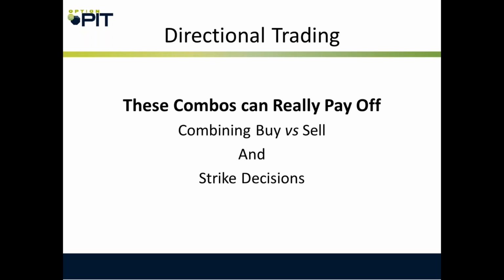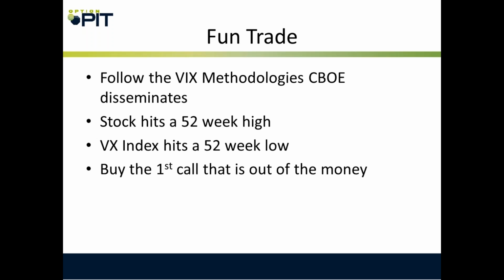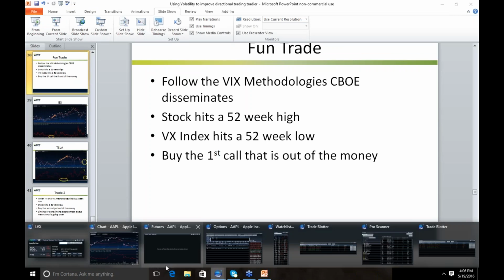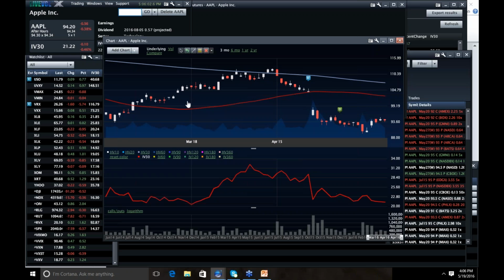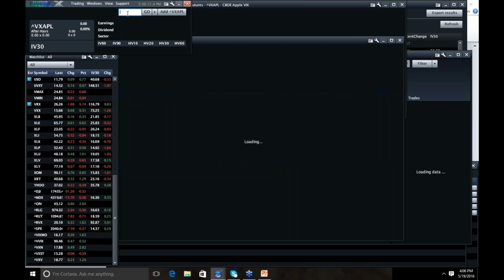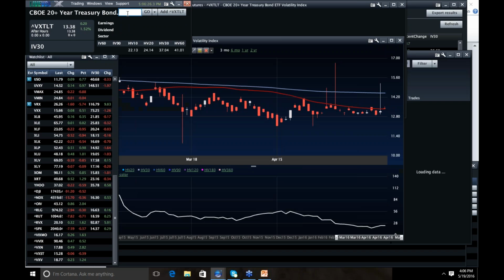Now here are some buy-sell combos that I use using implied volatility. The CBOE disseminates all these. I use a neat program like LiveVol to make all my volatility decisions. But if you don't have LiveVol, you can use something like CBOE's VXAPL, VXGS for Goldman Sachs. They've got the GVZ, which is the Gold Volatility Index. OVX, which is VIX on oil. VIX on TLT. VIX on the 10-year.